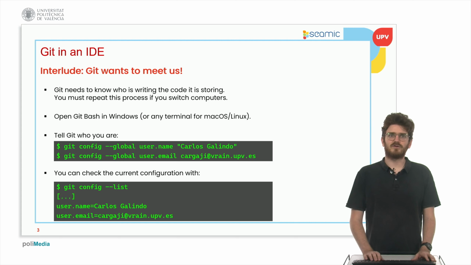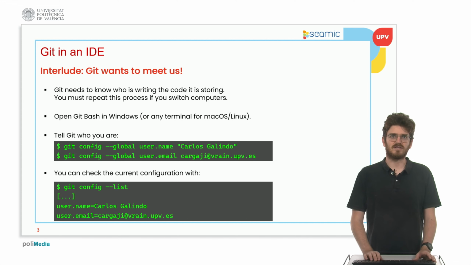But before we can actually work with Git, we have to introduce ourselves to it. Git uses our name and email to sign everything we do, but by default it doesn't know our full name and email, right? So first we need to open the Git bash in Windows.